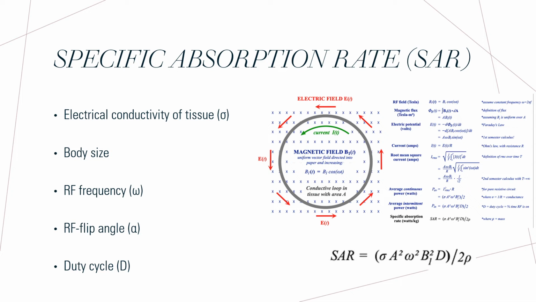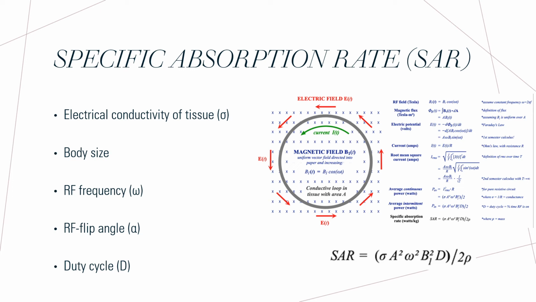So the body size, in the two-dimensional model, we found the SAR is proportional to the square of the body cross-sectional area, because the area A is equal to pi r squared, where r is the radius.